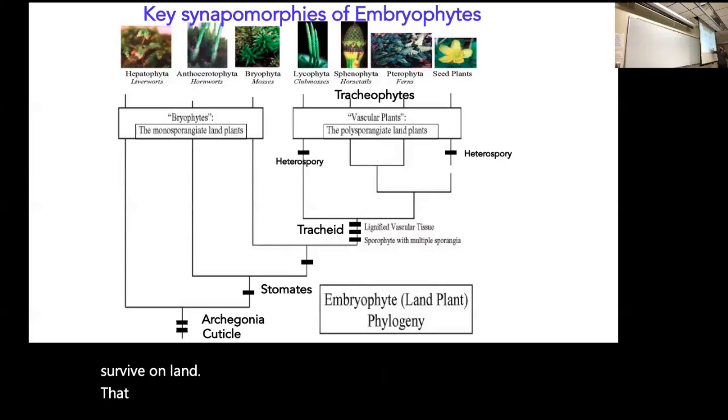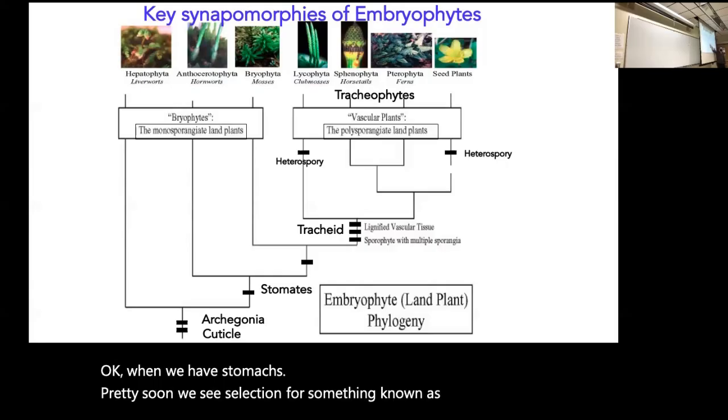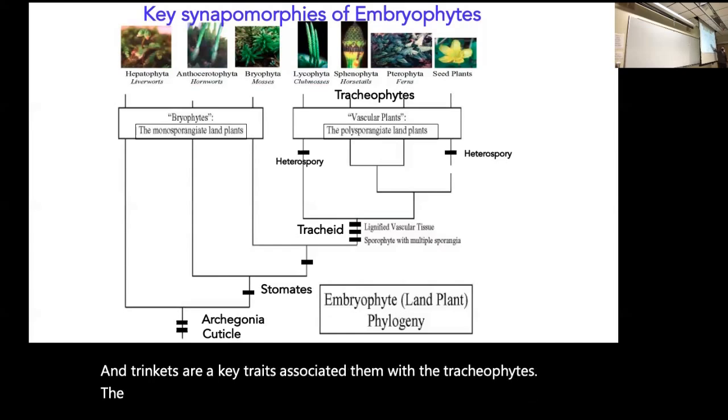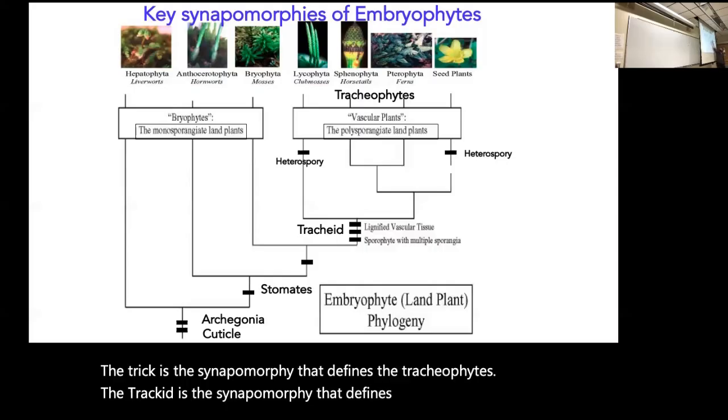That individual then left behind descendants in the hornworts and everything else, okay, where we have stomates. Pretty soon, we see selection for something known as a tracheid. Tracheids are a key trait associated with the tracheophytes. The tracheid is the synapomorphy that defines the tracheophytes.